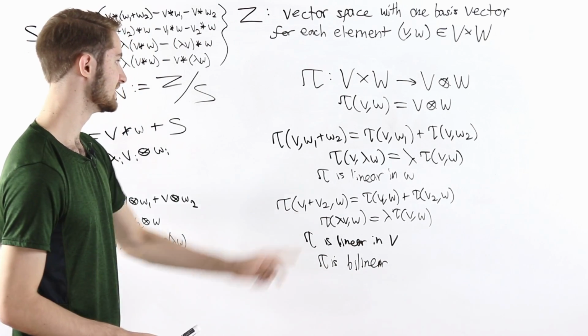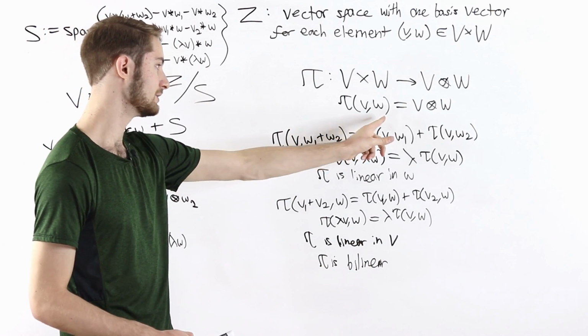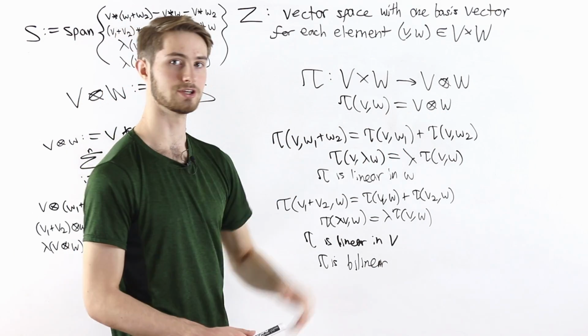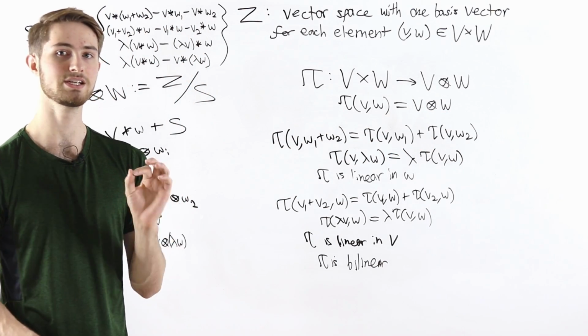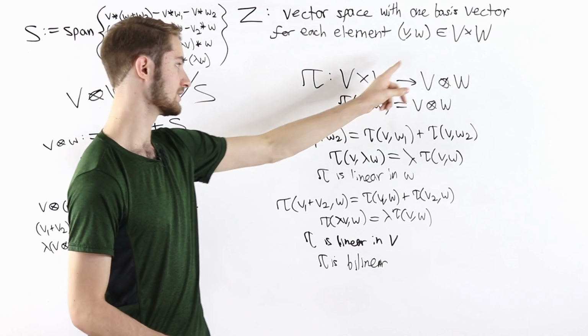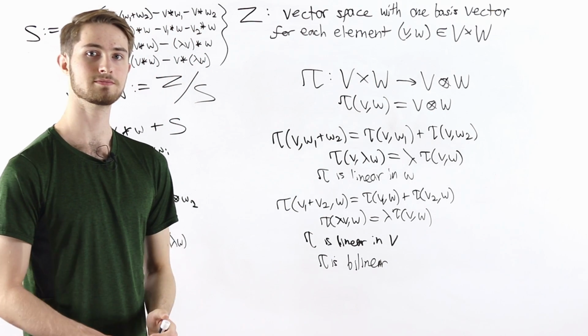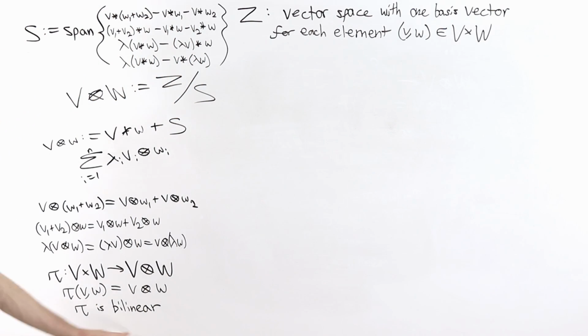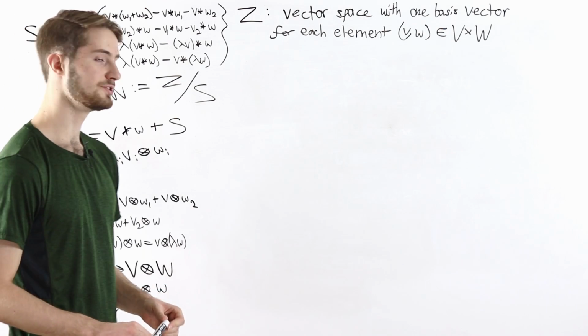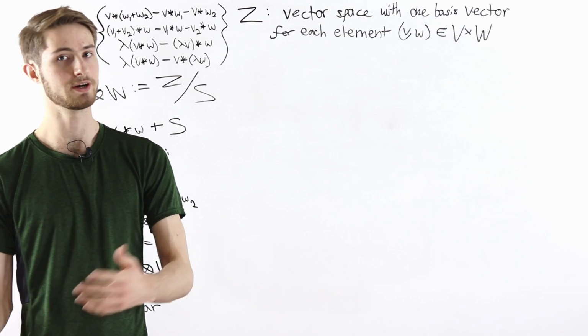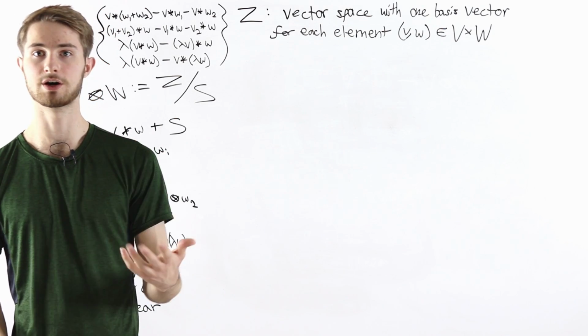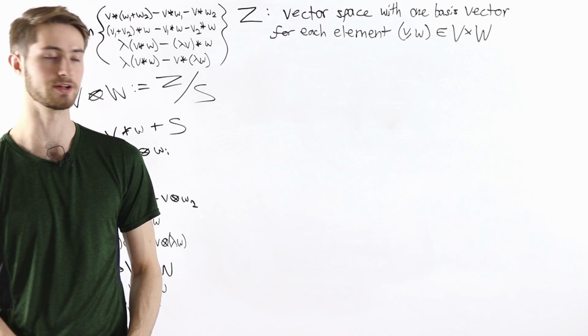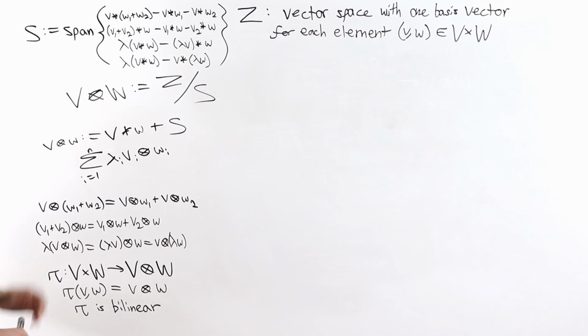So this function that sends the ordered pair v comma w to the pure tensor v tensor w is a bilinear map from the Cartesian product into the tensor product. I've moved our work on the function tau down to the bottom left here to give us more space. Now we're going to move from talking about tau to talking about arbitrary functions on the tensor product. Tau is a bilinear map from the Cartesian product v cross w into the tensor product v tensor w.